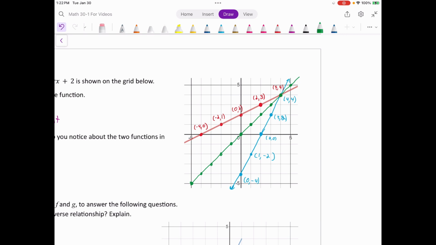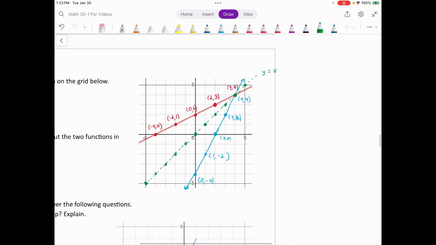y equals x. I actually might do it with a dotted line here. There we go. That is the line y equals x. It's everywhere where the y value equals the x value. Now, can you see how this is a reflection? Note that every point is equidistant to the line y equals x from its partner, its corresponding point on the inverse graph. That is an equal distance away from the line y equals x.